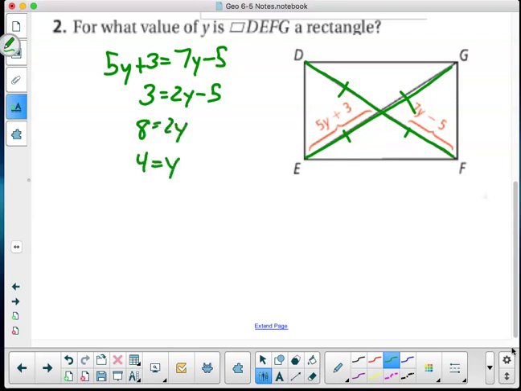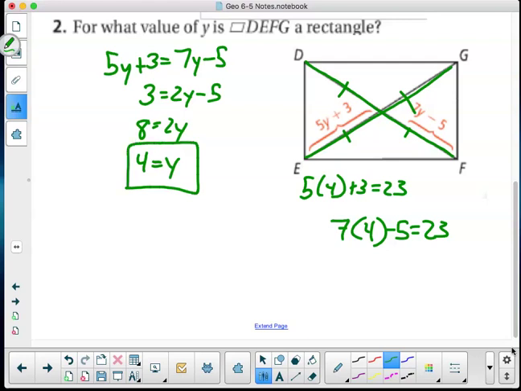Now let's plug it back in. 5 times 4 plus 3 is equal to 23. 7 times 4 minus 5, well, it's also 23. Okay, awesome. It works. So our answer is 4.